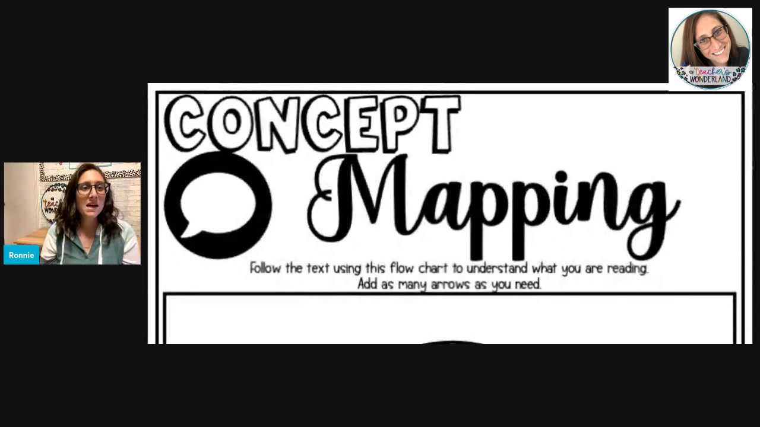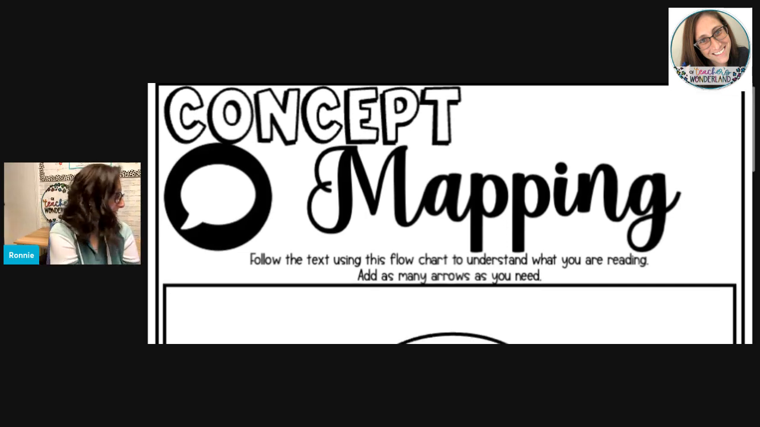There we go. The first thing that we're going to do is follow the flowchart to understand what we are reading. And then on top of that, we're going to add as many arrows as we possibly could need. I should have done this on my iPad, but that's okay.